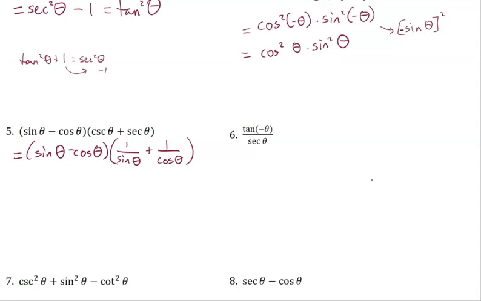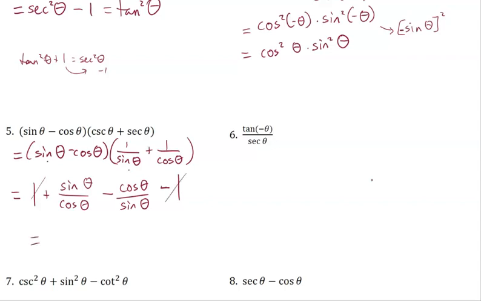So I'm going to write this as sine theta minus cosine theta times 1 over sine theta plus 1 over cosine theta. Now when I distribute, I have sine theta times 1 over sine theta, which is just 1, and then sine theta times 1 over cosine theta. I'll leave it like that and change it in the next step. So sine theta over cosine theta minus cosine theta times 1 over sine, so cosine over sine. And then minus cosine times 1 over cosine. That's just 1.